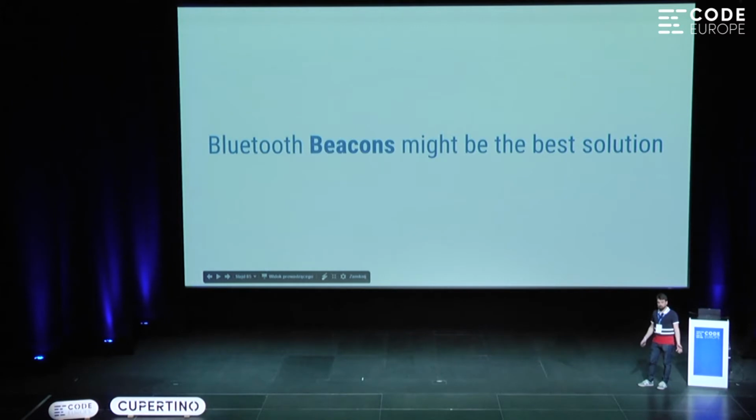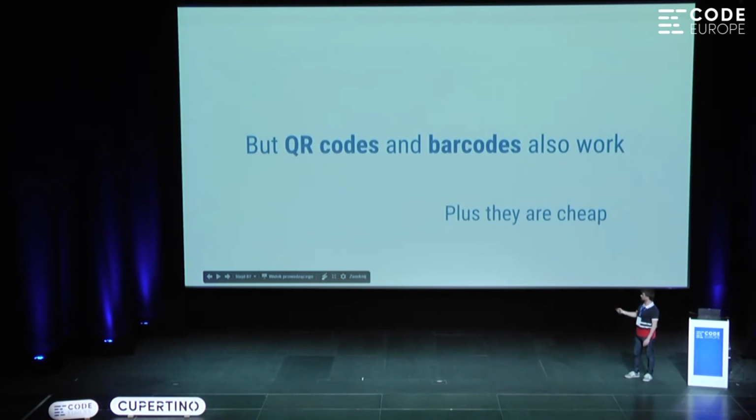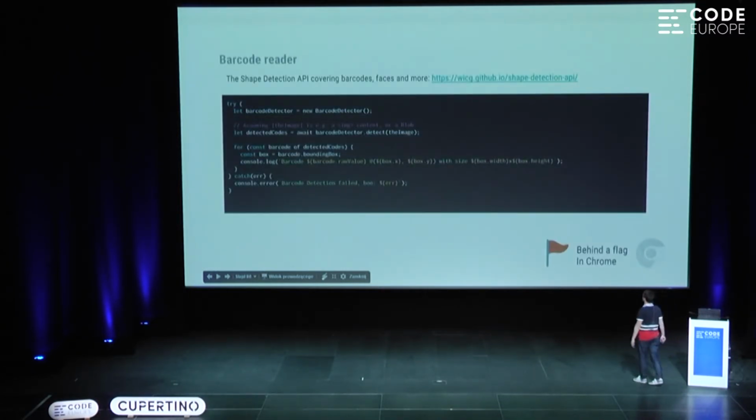Well, in some situations, using Bluetooth beacons might be the best solution. But for instance, think about you're mailing out small packages. Having a beacon for every package might be a bit costly. So there might be other solutions. It could even be NFC tags. But the QR codes and barcodes are pretty powerful and pretty widely used. And they're also very cheap. You can basically just print them.